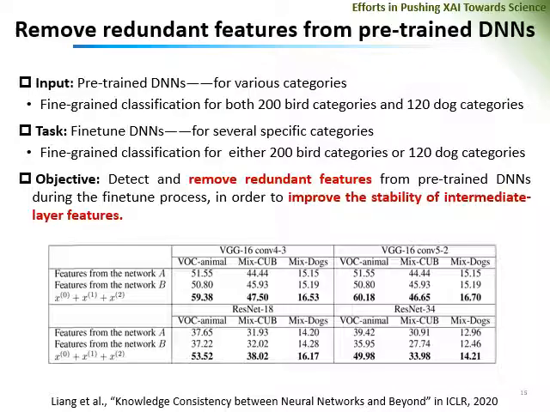Furthermore, we can use the metric of knowledge consistency to remove redundant features and boost the performance of our pre-trained neural network. If the neural network is pre-trained for massive categories and is further fine-tuned for very few categories, then many features encoded inside this neural network may be redundant for the target task. So we can use knowledge consistency to remove such redundant features and significantly boost the performance.